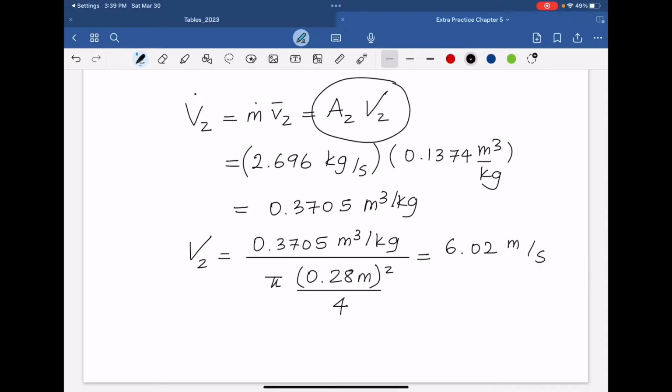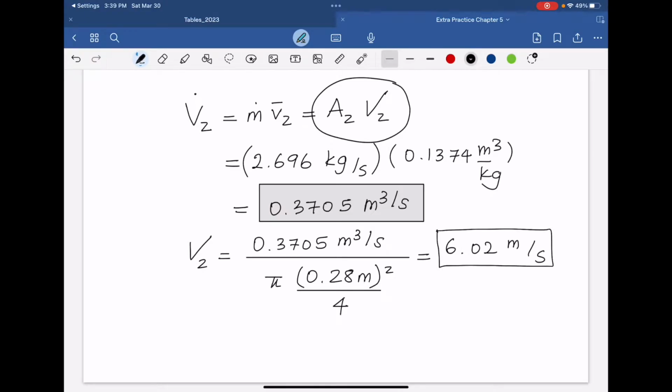Okay, I think we did something wrong here with the units. That's why the units looked funny for a second. Now I realized. Okay, so this is the volumetric flow rate, right? Meter cubed per second. Now it makes sense. The final unit is meter per second. So we also found the volumetric flow rate at the exit, and then we found the velocity at the exit. Very good.